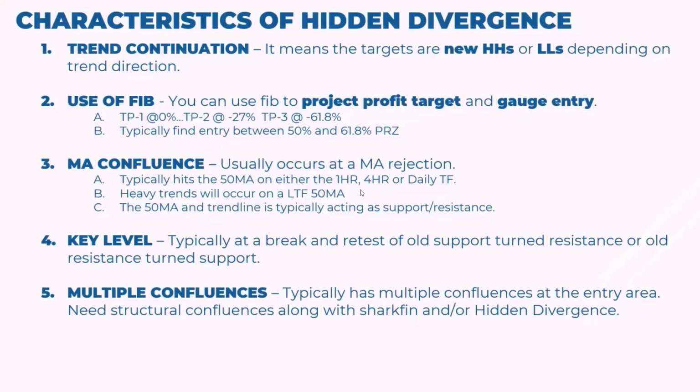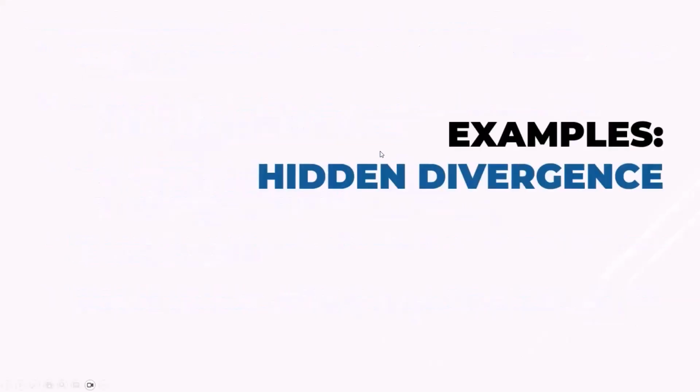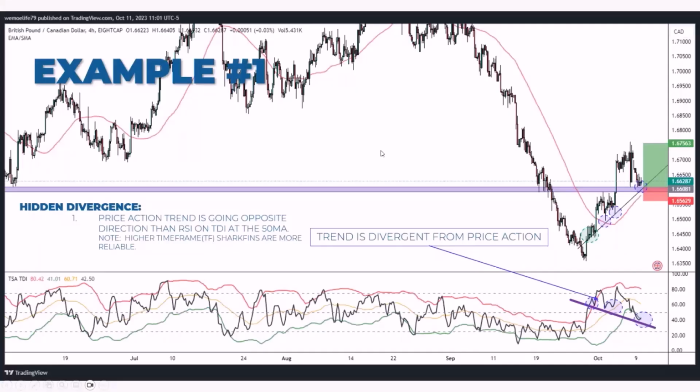So let's look at a couple examples of hidden divergence. All right, we just looked at this example. TDI is creating these lower lows. This peak is lower than this peak. And we see that if I went down to a lower time frame, we're on the 4-hour chart, I could probably see like the hour, that this is rejecting off probably our 50 MA. So the MA can be closer to price action.